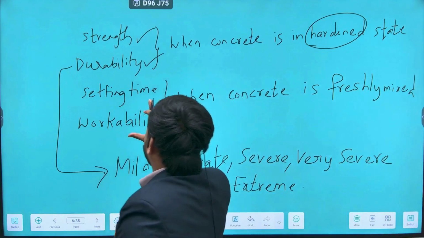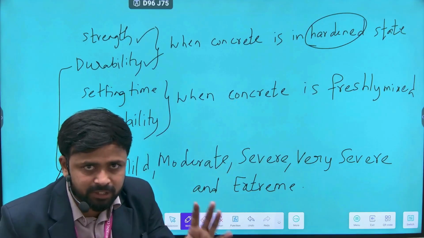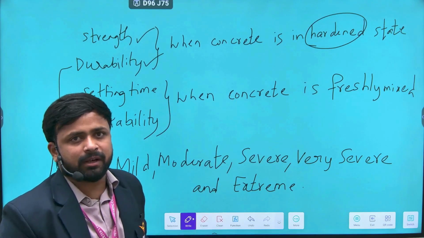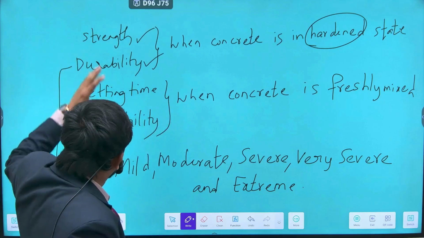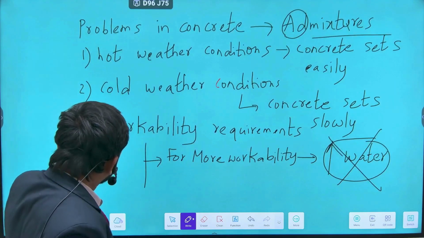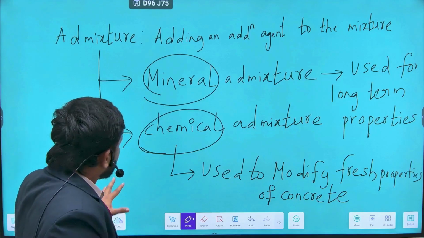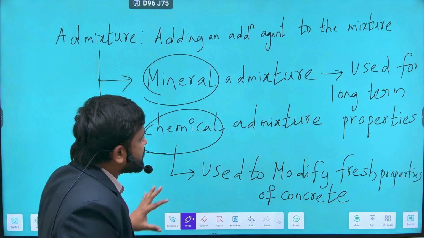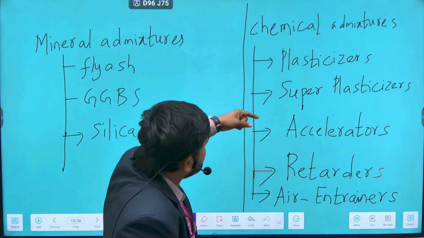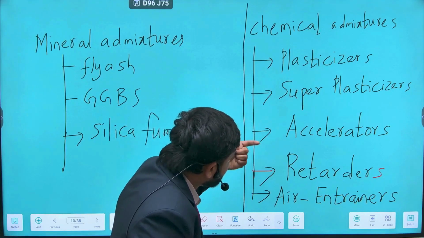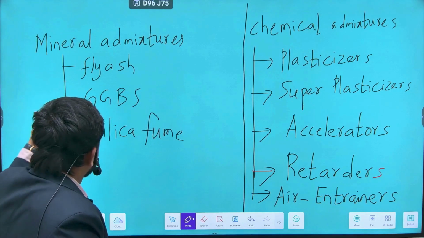If I want to modify only these properties, the freshly mixed properties, there I am going to add chemical admixtures. If I am going to modify the long term properties, that is strength and durability, there I am going to add mineral admixtures. Okay, what are the different types of chemical admixtures available? Plasticizers, superplasticizers, accelerators, retarders, and air entrainers. And what are mineral admixtures? Fly ash, GGBS, silica fume.